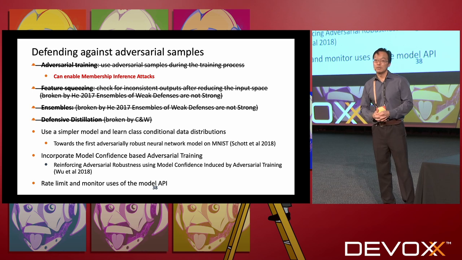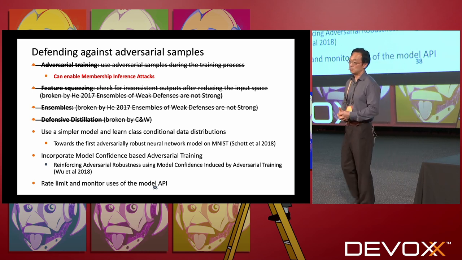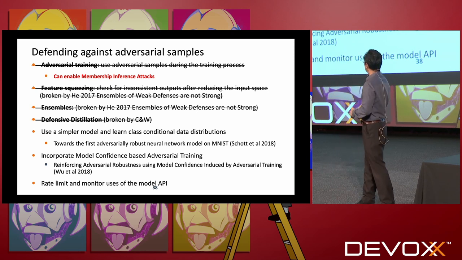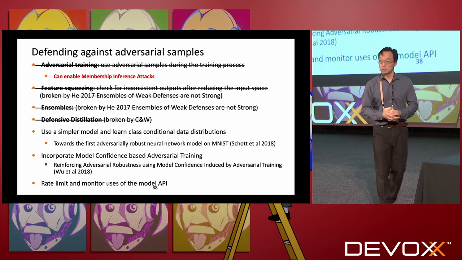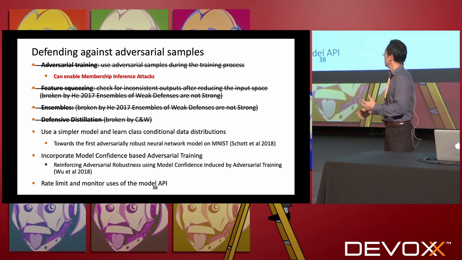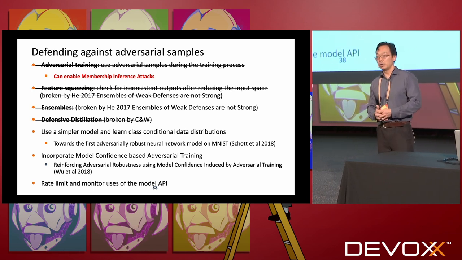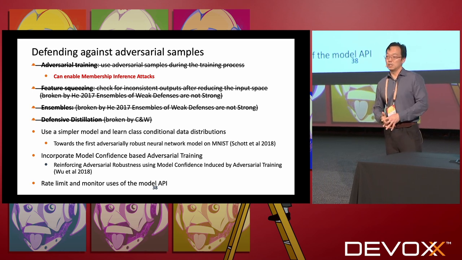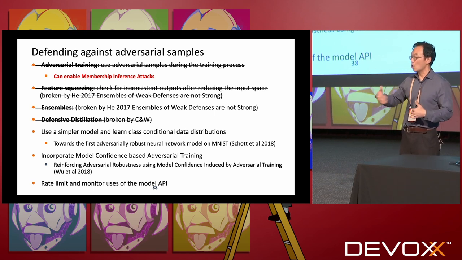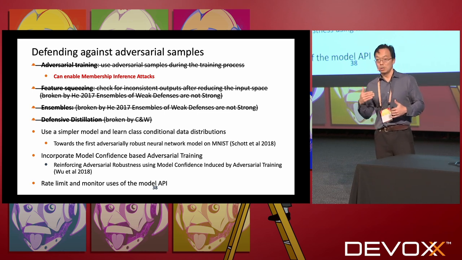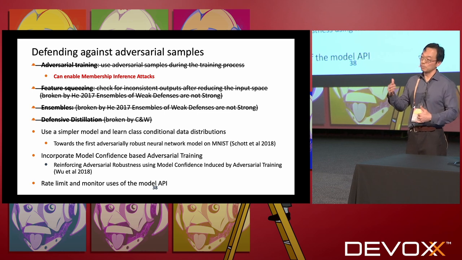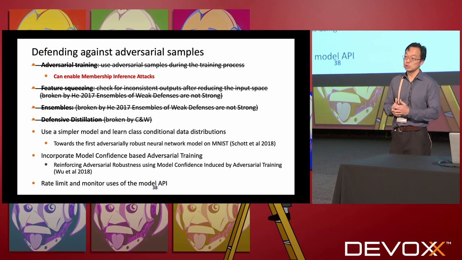Another problem you have is what they call membership inference attacks. By creating more training data, you increase the likelihood of disclosing private information. I know here in Europe, that's a big thing with GDPR. The other thing is to use a simpler model and learn class conditional distributions, maybe incorporate model confidence. And the key thing is to rate limit your API. One of the things we talked about is that when you're being attacked, they're going to make many calls to your API to create synthetic data to mimic your model and create adversarial samples to attack you. So if you're rate limiting your API and monitoring it, you can hopefully identify when someone is trying to use these techniques against your machine learning models.